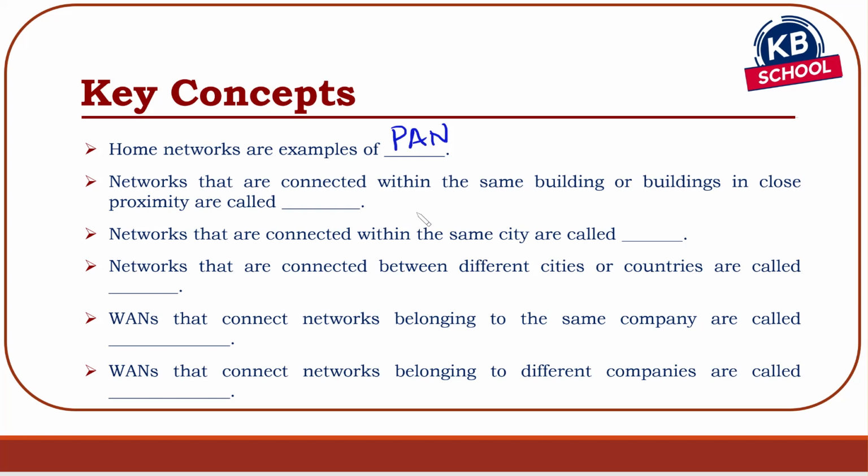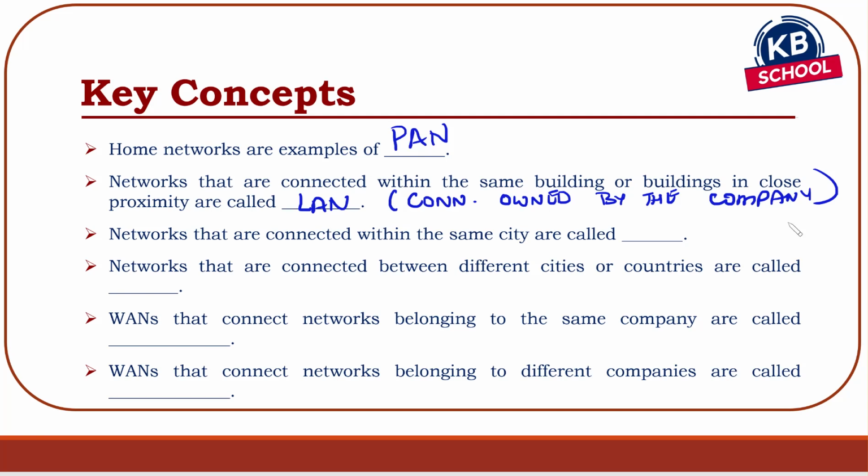The networks that are connected within the same building or buildings in close proximity to each other are called what? LANs. The key factor over here, all the cabling, or I would say connections, all the connections are owned by the company. All right.